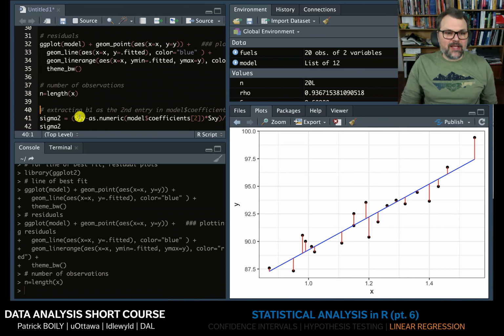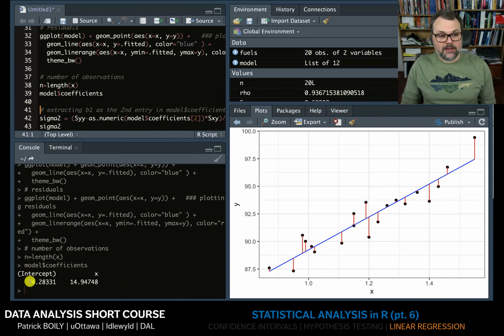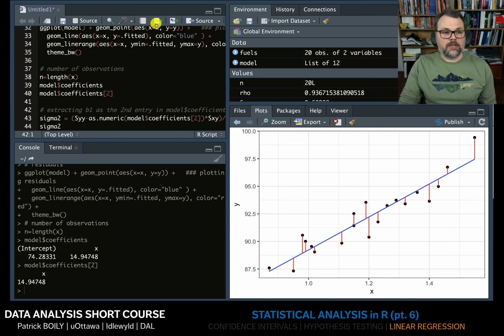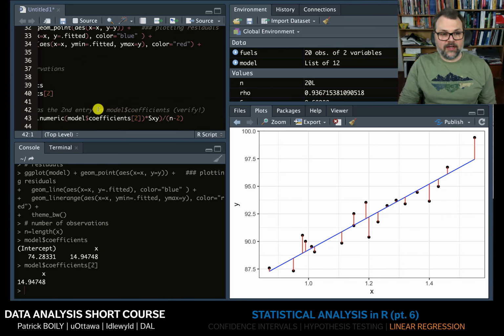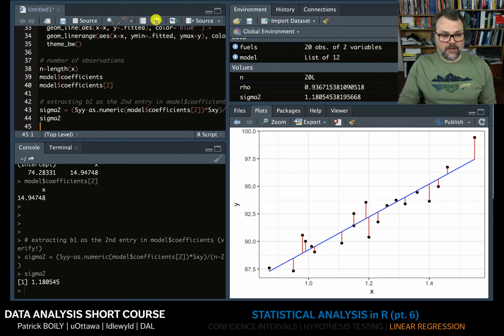How do I get B1, my value for the slope of the line? I know it's about 14.9, but how do I get the real value? You can extract it from the model. So model is an object in R. It has attributes. Look at the coefficients attribute of model. You will see this is an array with two numerical quantities. You're interested in the second one. Sure enough, 14.95. This is where you would find the value B1. So our estimate for the variance is about 1.18.